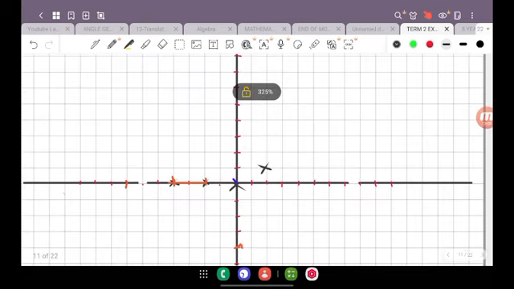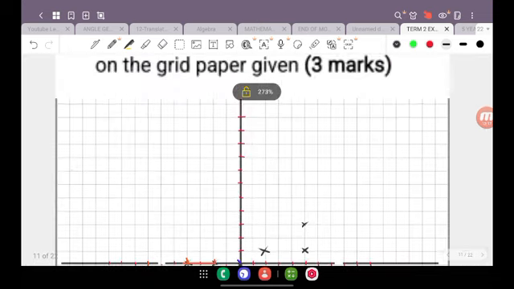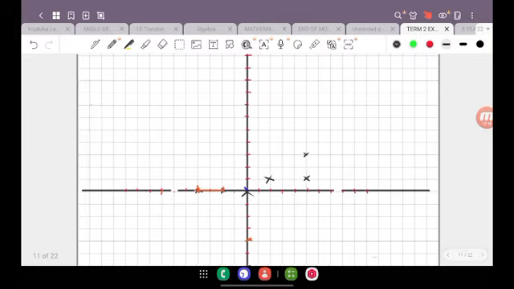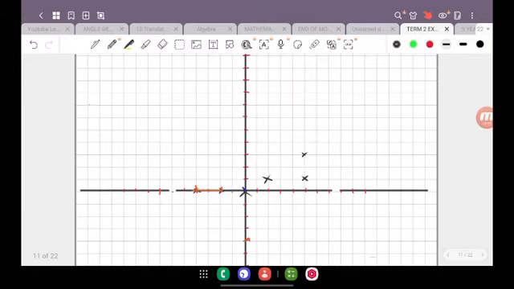So 5, 1 is 5 to my right, 1, 2, 3, 4, 5, and up 1. So 5, 1. Then we're going to go 5, 3. So I'm still right here, 1, 2, 3, 4, 5, and up 3, 1, 2, 3, in this position right here. And then the next one is going to be, say here, 4, 3. So 4, 3, 1, 2, 3, 4, up 3, 1, 2, 3.